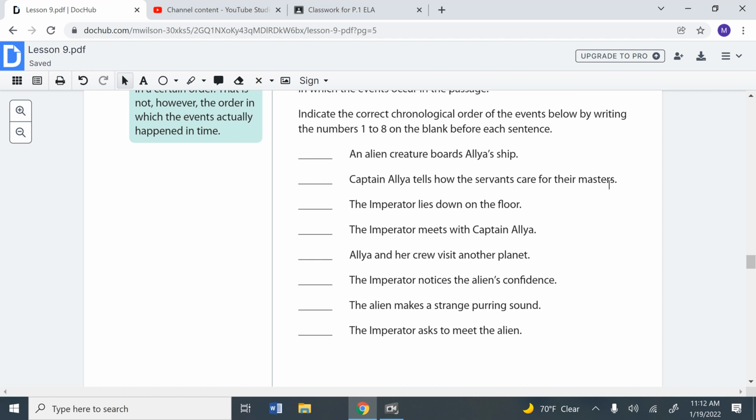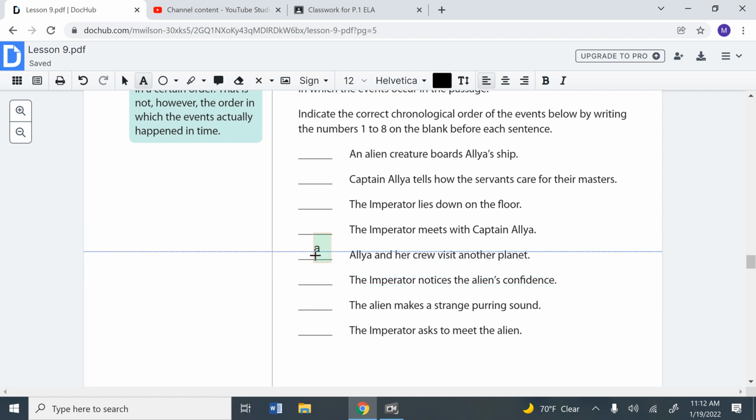Captain Aaliyah tells how the servants care for their masters. The Imperator lies down on the floor. The Imperator meets with Captain Aaliyah. Aaliyah and her crew visit another planet. The Imperator notices the alien's confidence. The alien makes a strange purring sound, and the Imperator asks to meet the alien.